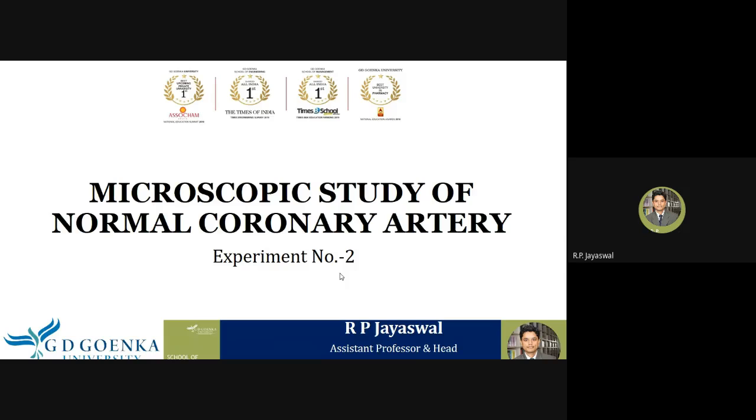But whatever the microscopic views, meaning the images that you will observe, I have presented in my slides as images. So you will be able to see how the coronary artery normally looks when we do the cross section, and when we do the staining of the particular tissues, how it looks. So we can see the images and understand the normal structure of the coronary artery.